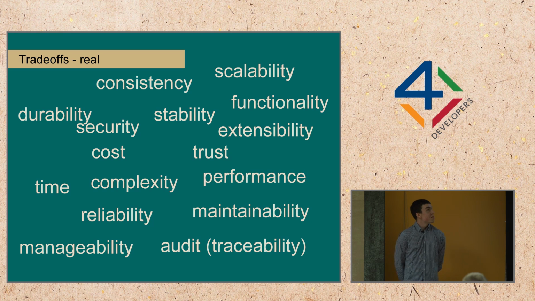In real life, it's something like this. And it's not even a geometrical figure, it's more like a graph. And it's only a part of it. You have like thousands of factors that you have to take into consideration. So you want your data to be durable? Okay, sure, but what about consistency? What about the cost? What about the complexity? You want your customers to trust you? Okay, sure, but what about the time, for example, or the performance, or the manageability?